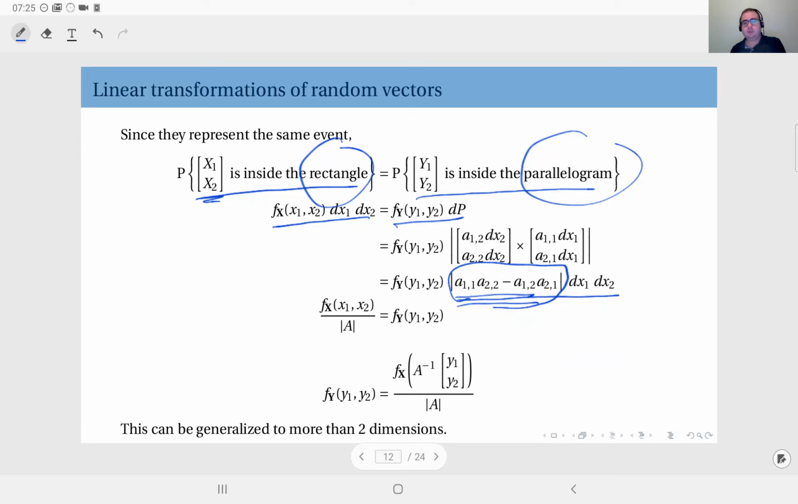And therefore, if I put that to the left-hand side, I can write the joint distribution of y at point y1, y2 as the joint PDF of x at x1, x2 divided by the absolute value of the determinant of A. And x1, x2, since we assumed matrix A is invertible, can be written as the inverse of A times the random vector y. So the joint PDF of x evaluated at this point, which is in fact x1, x2, divided by the absolute value of the determinant of the transformation matrix. And as I said, this can be generalized to more than 2 dimensions.